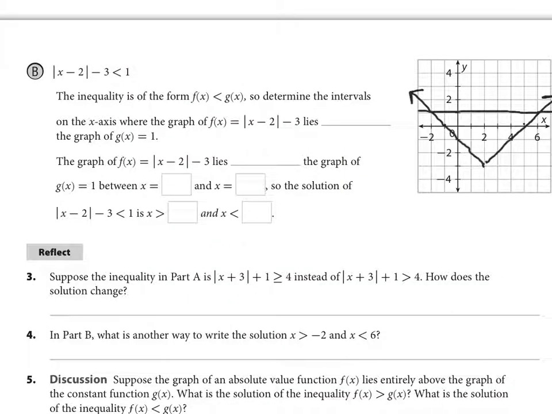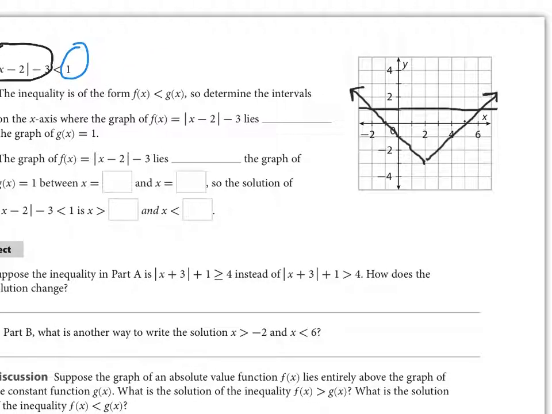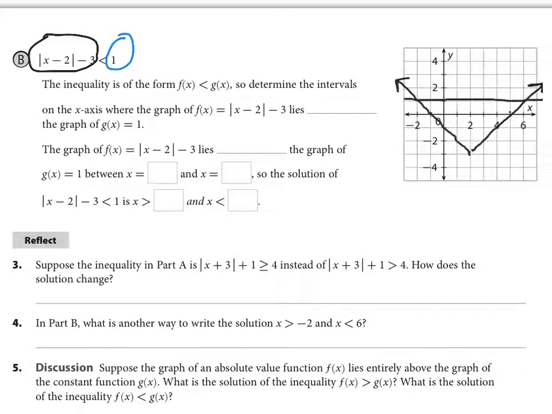Let's try another one together. At the top of the next page, letter B, we have the absolute value of x minus 2, quantity, minus 3 is less than 1. So begin by graphing the left side, and then graph the right side. I've gone ahead and done this for you on the right side here, or you can use technology. If you've got an Inspire or a graphing calculator, feel free to use your graphing calculator.